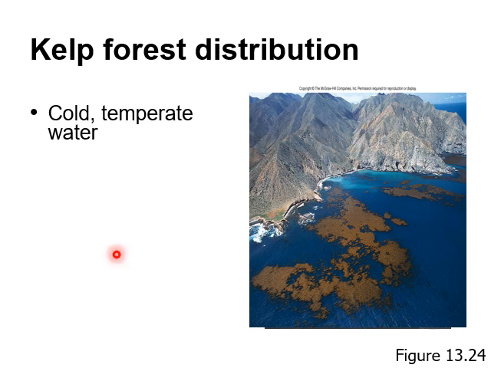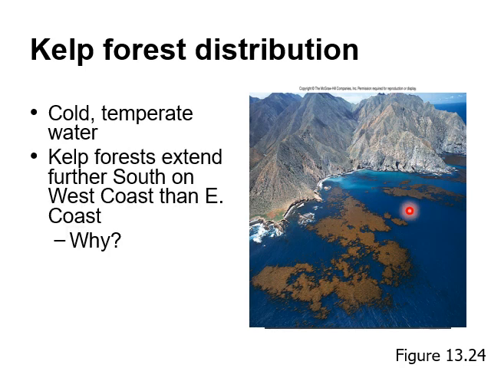So kelp, like I was saying before, are pretty much only found in cold, temperate water. So like in this picture here, all of this stuff, that's all the top of kelp extending to the surface. And so this makes for some kind of interesting geography in that when you look at kelp forests worldwide, they tend to extend further south on the west coast of the U.S. than on the east coast of the U.S. Right? So let's think about that. Why might that be? And so the map I'll show you in a minute will kind of indicate why.